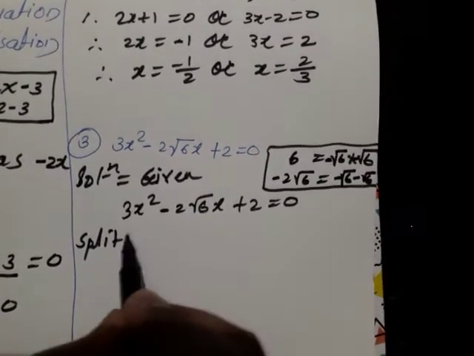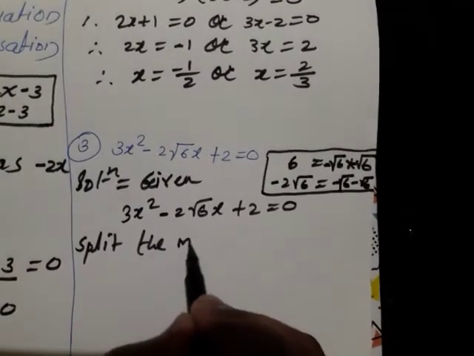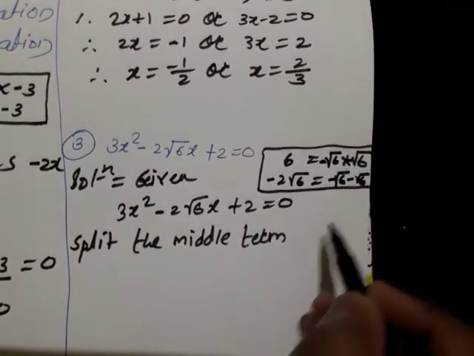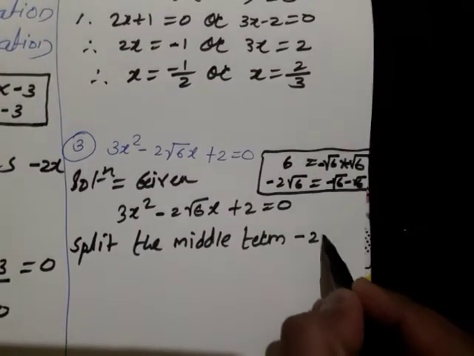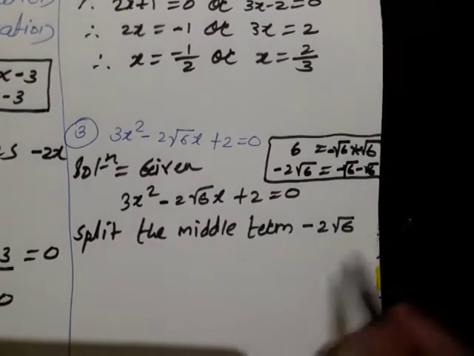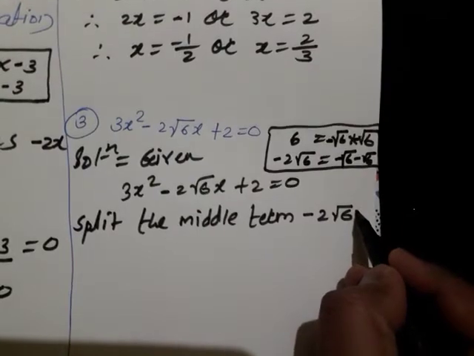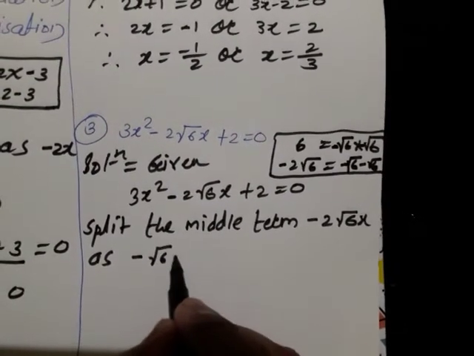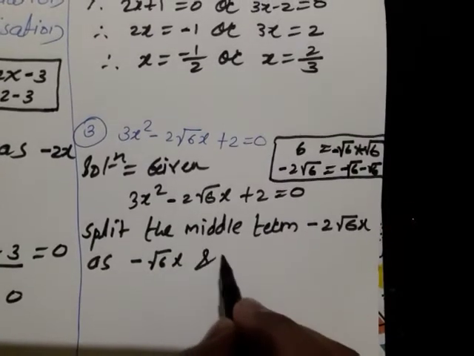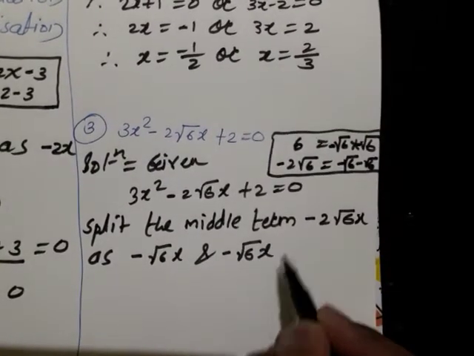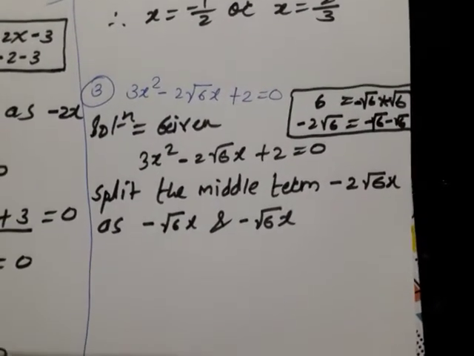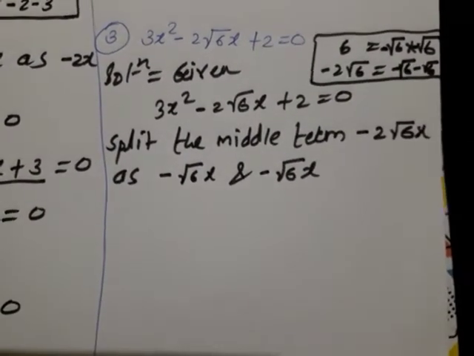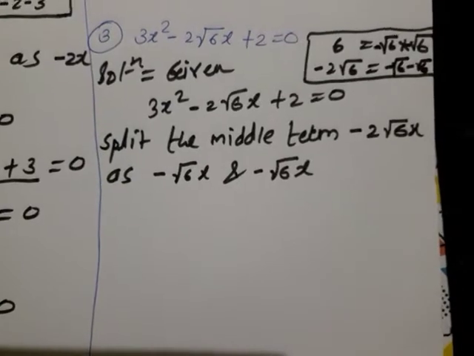Split the middle term. What is the middle term? Minus 2 root 6 x as minus root 6 x and minus root 6 x. What idea? ऐसे फैक्टर्स हमें क्विकली फाइंड आउट करने होंगे, इसलिए हमें थोड़ी बहुत प्रैक्टिस करनी होगी. When you will do practice you will get it, no problem at all.